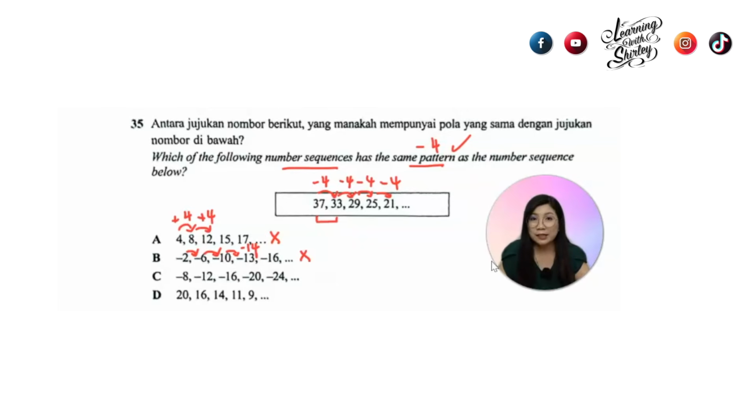Let's try for C. Negative 8 minus 4, you get negative 12. Negative 12 minus 4, we get negative 16. Negative 16 minus 4, we get negative 20. And negative 20 minus 4, we get negative 24. So our answer is C.